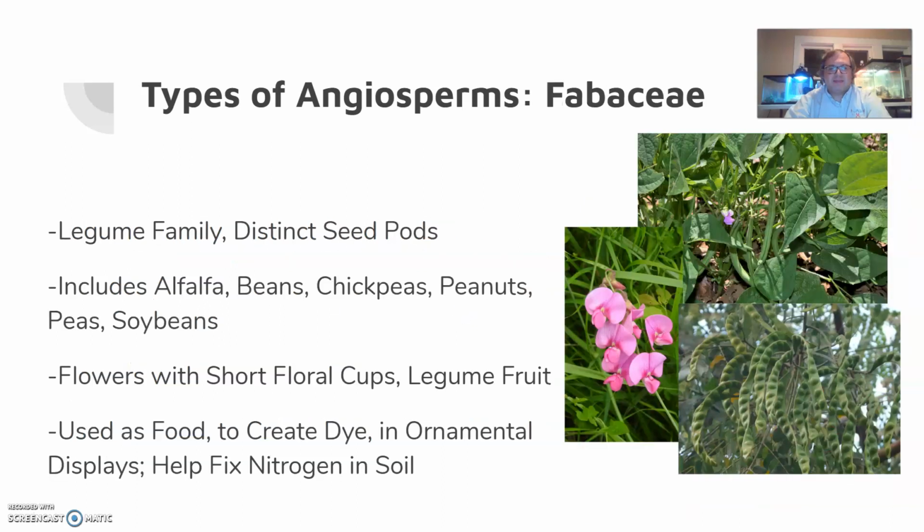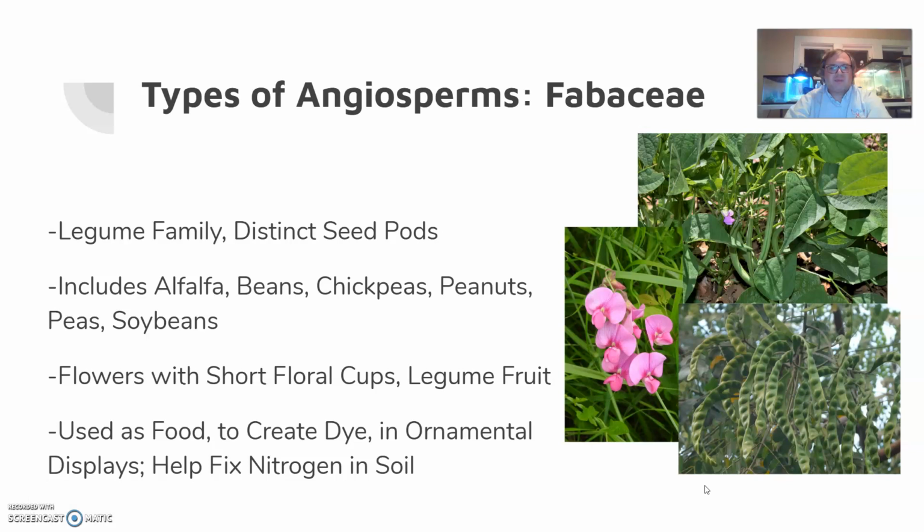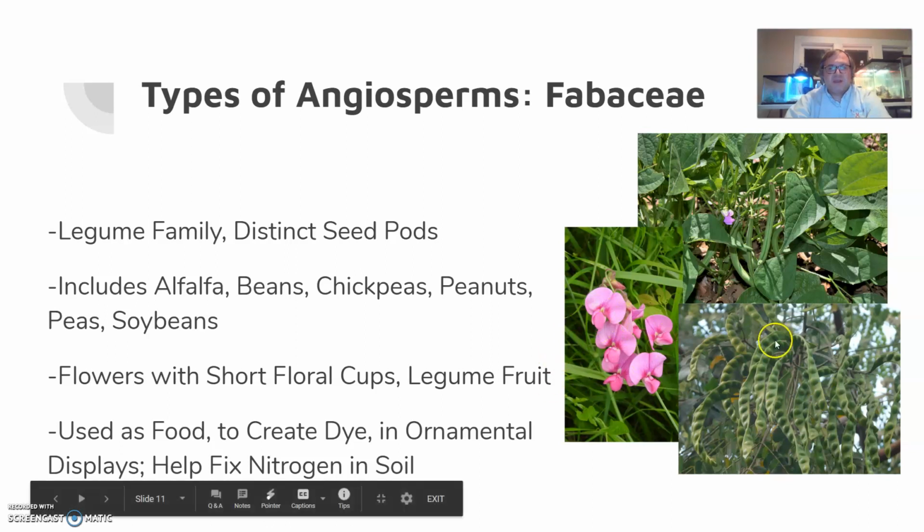The Fabaceae, this is the legume family. They have very distinct seed pods. You can very easily identify a legume. This includes alfalfa, beans, chickpeas, peanuts, peas, and soybeans. The flowers have short floral cups. And again, that fruit is pretty distinct, that seed pod that we're looking at for a legume.